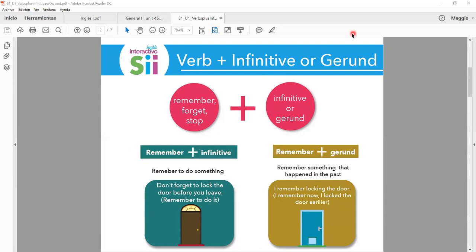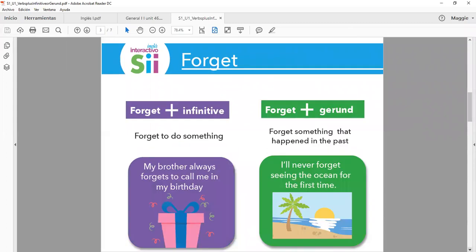Okay, now let's go to the next verb. Whenever we talk about forget, it's something similar to what we did with remember. Forget plus infinitive means that we forget to do something. As an example, my brother always forgets to call me on my birthday. That is something that he usually does.